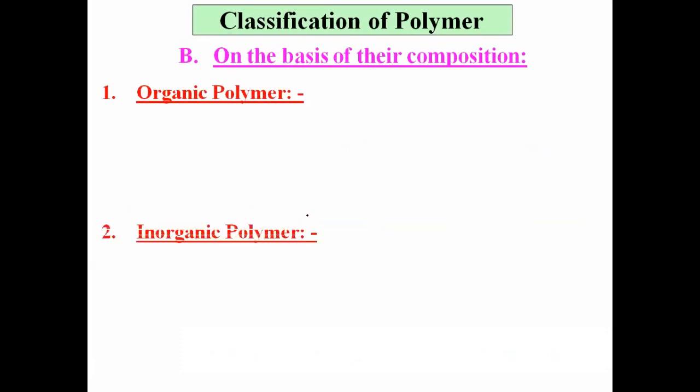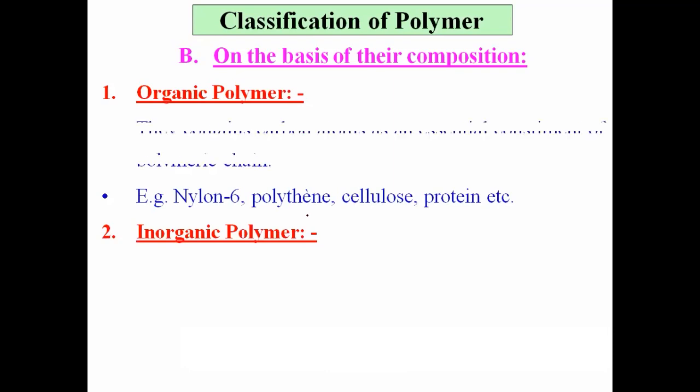One is the organic polymer and second is the inorganic polymer. Now, what is meant by organic polymer? Examples are nylon 6, polythene, cellulose, protein, etc. What is the property of an organic polymer? Here, the polymer chain has carbon as the essential constituent. Means carbon is the essential constituent of the polymeric chain. Then those compounds are called organic polymers.